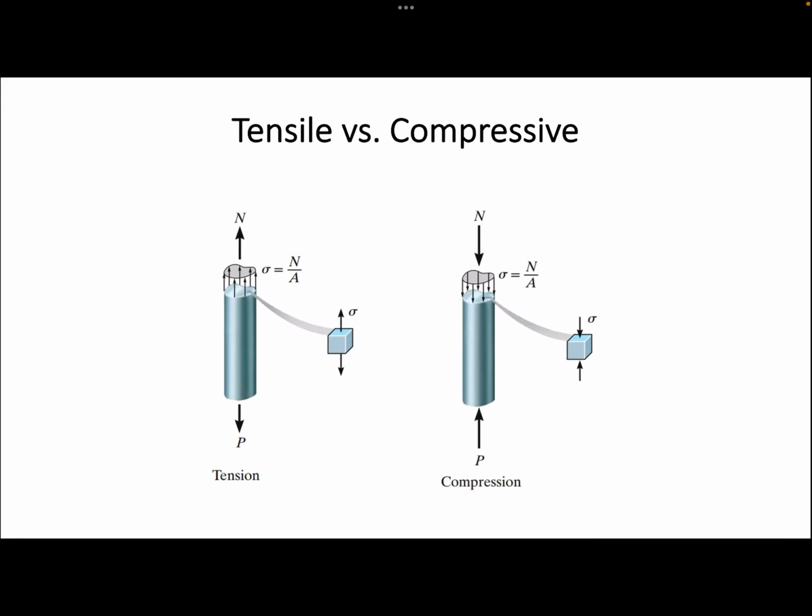As you can see, for uniaxial stress, the materials can be subjected to either tension or compression. In the case of tension, the normal stress is called tensile stress. And in the case of compression, it is called compressive stress.